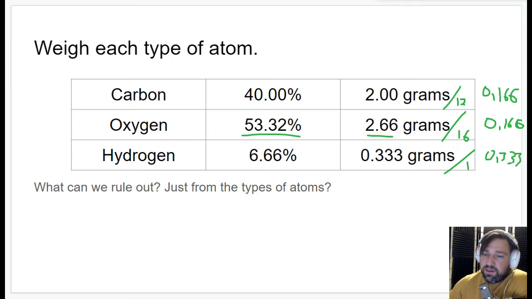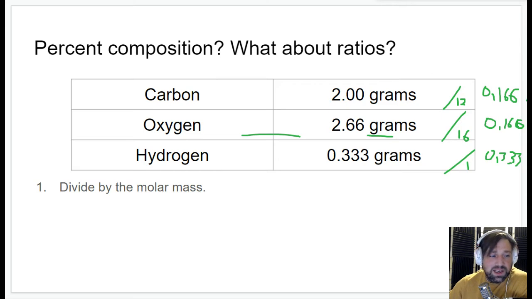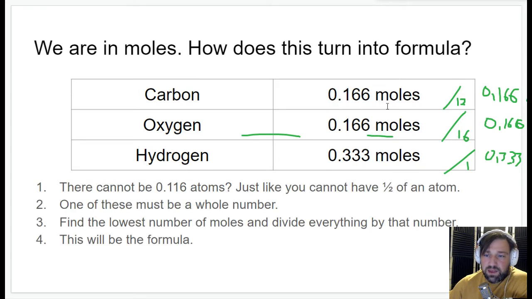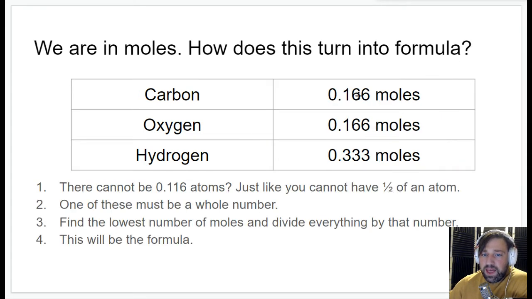So now we have all of these in moles. Hooray. We're going to use molar mass. Okay, there we go, now we have it in moles. This gets us closer, but it doesn't get us to that formula because I can't have 0.166 atoms, right? I can't have half an atom. So I need to get these into whole numbers. How do I do that?